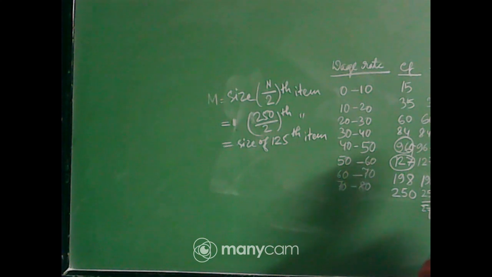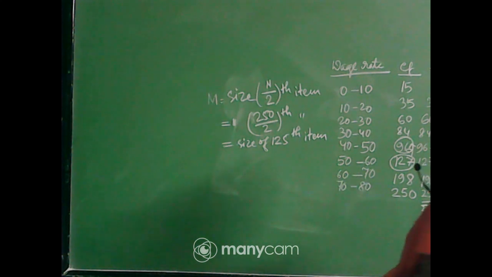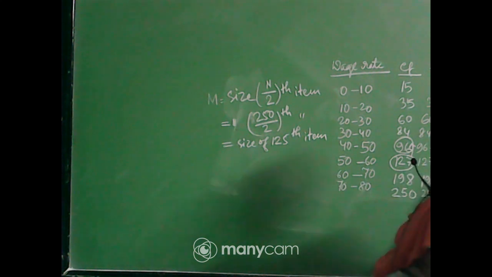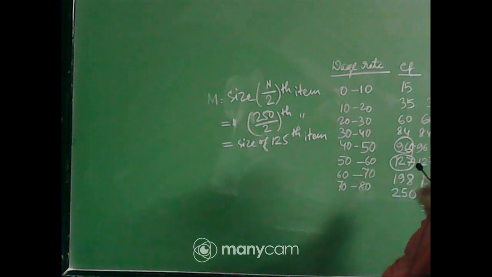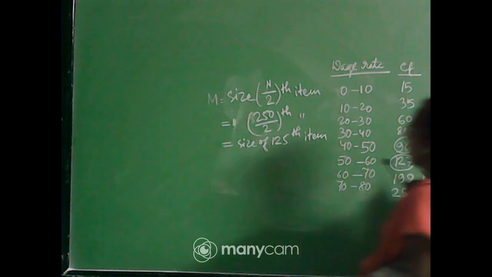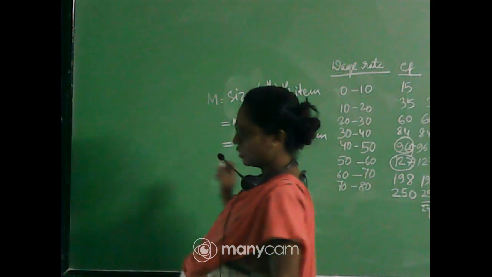Next, see, this 125 lies in 127. So we take the respective frequency, which is 31. See, for this CF 127, the respective frequency is 31. Okay, so we put it in the formula.